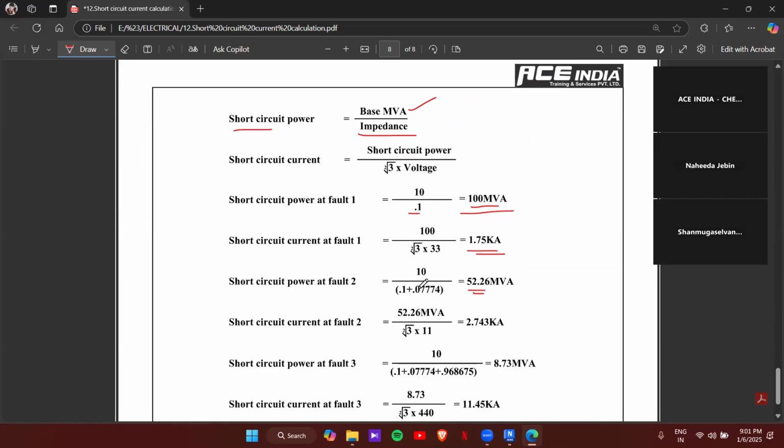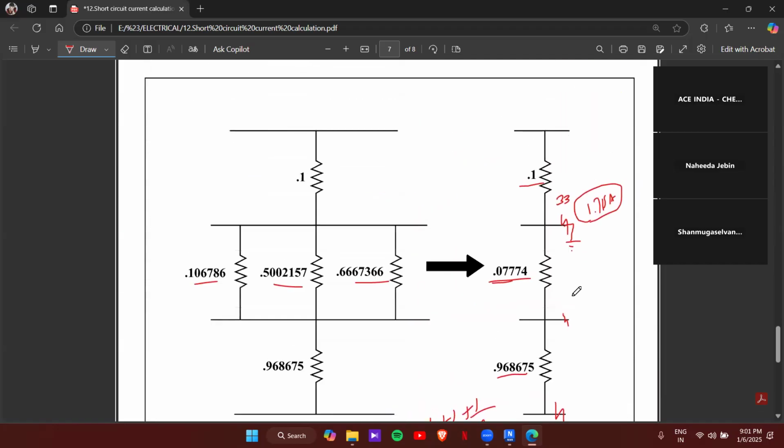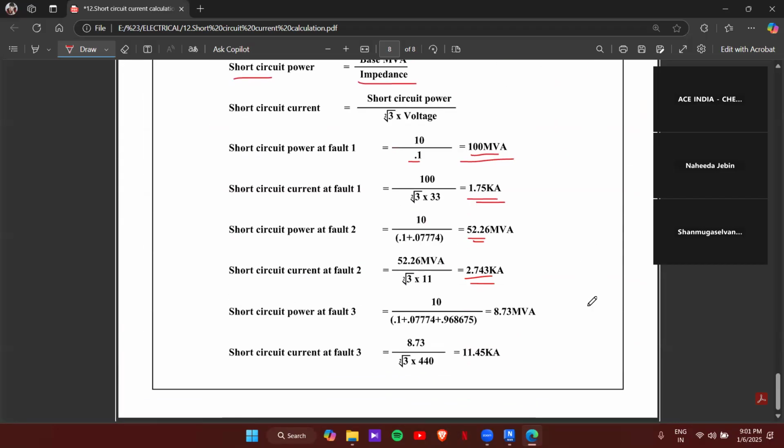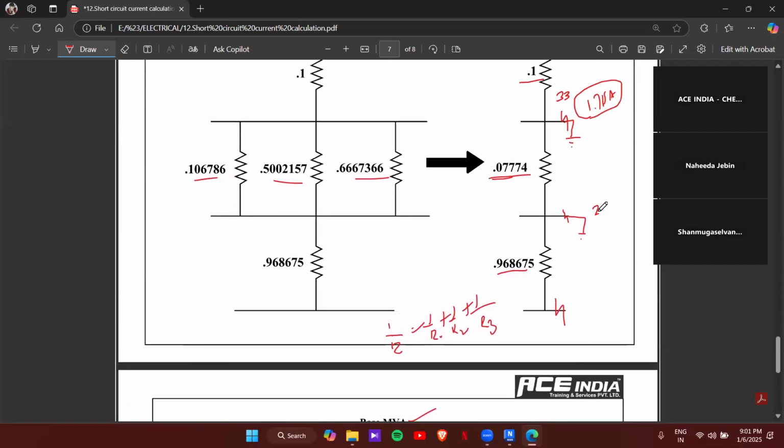So fault 2 should have the capacity to earth the short circuit current at fault 1 and fault 2. That's it. So 52.26 MVA divided by root 3 into 11 will get what? 2.74 kiloampere. Okay. So at fault 2, the short circuit current will be 2.74 kiloampere.